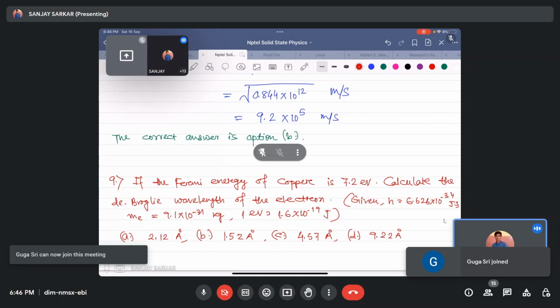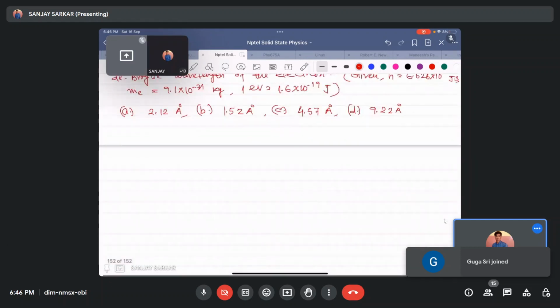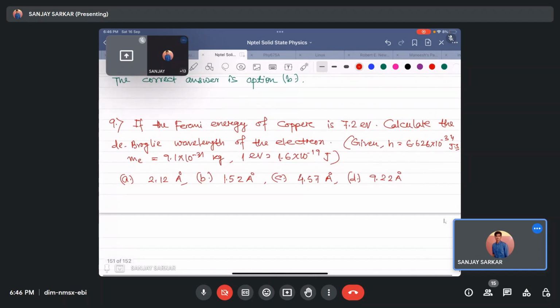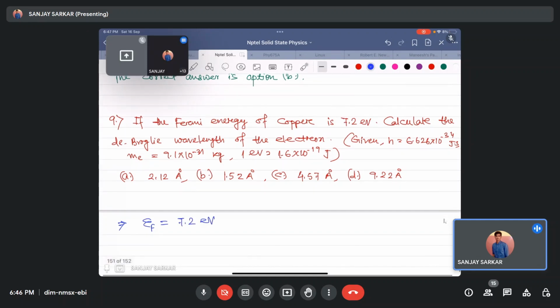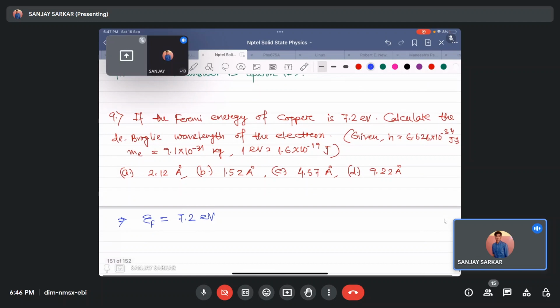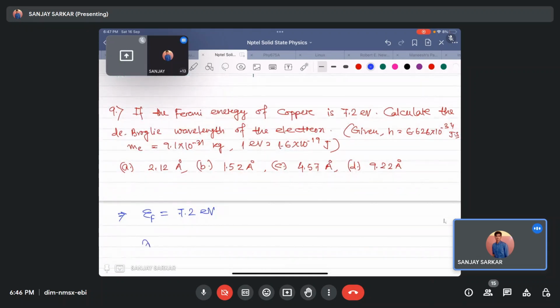So what is the answer? What is given here? The Fermi energy is given, epsilon F, which is 7.2 electron volt. Then you have to calculate the de Broglie wavelength. So de Broglie wavelength lambda is equal to h by p.